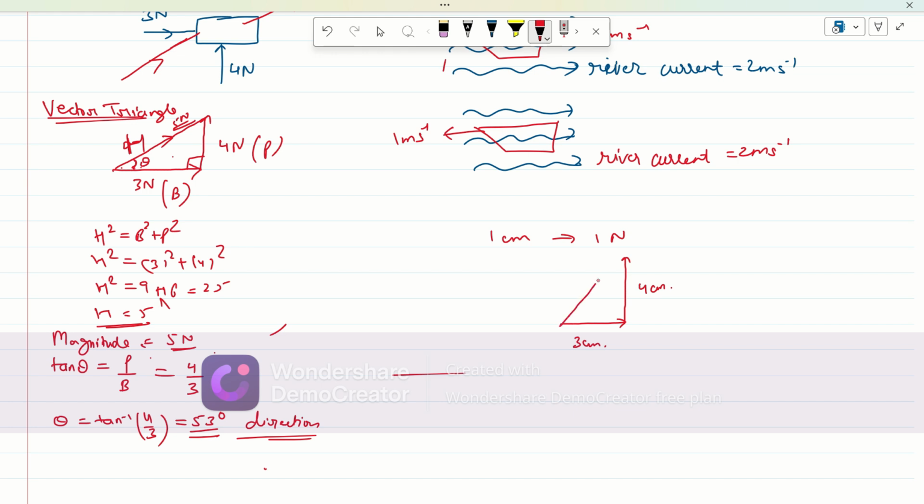You will join these two lines and then measure this length. This length will come out to be 5 centimeter, and we know that 1 centimeter is 1 Newton. So 5 centimeter will represent 5 Newton, and you can measure this angle theta using a protractor. So there are two ways, the calculation method and the scale diagram.